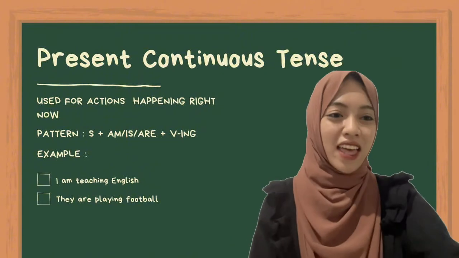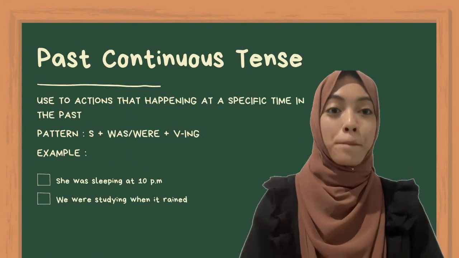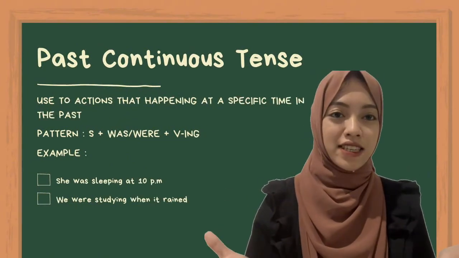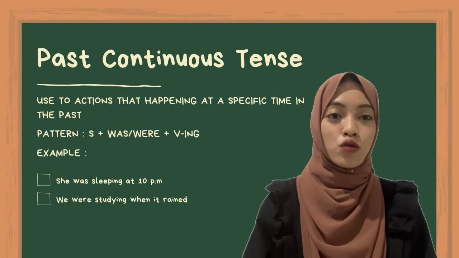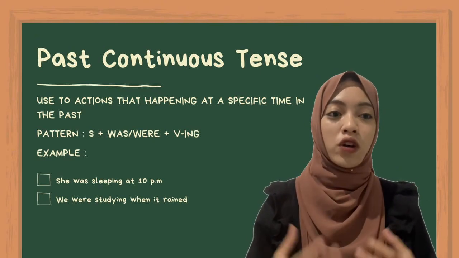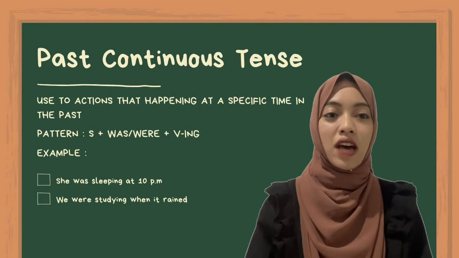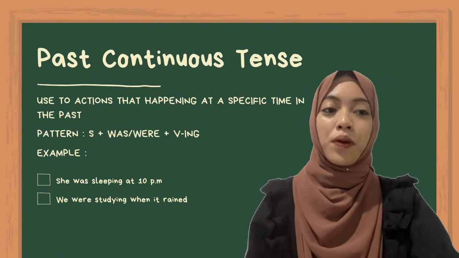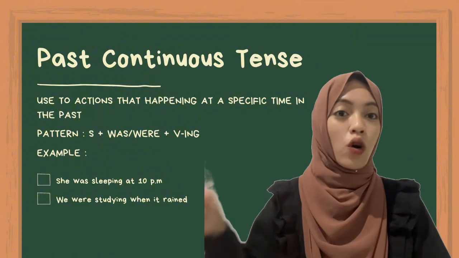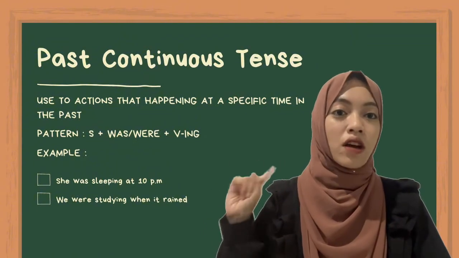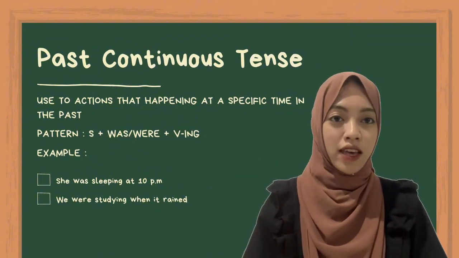And the next is past continuous tense. Past continuous tense is used for actions that were happening at a specific time in the past. And the pattern is subject plus was or were plus verb plus ing. Okay?